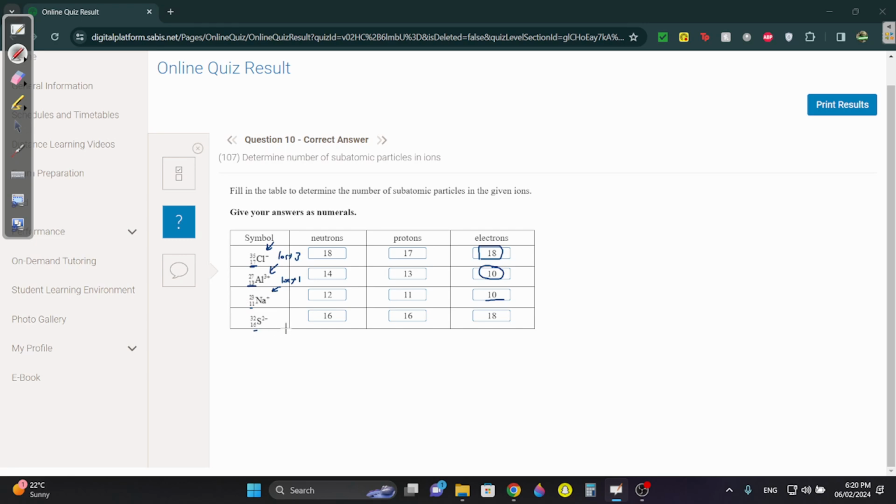S2 minus, 16. It should be 16 electrons. However, it's negative. That means it gained 2. So how many electrons is it supposed to be? 16, but it gained 2, becomes 18.